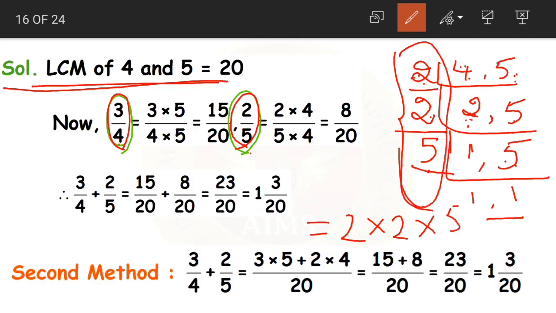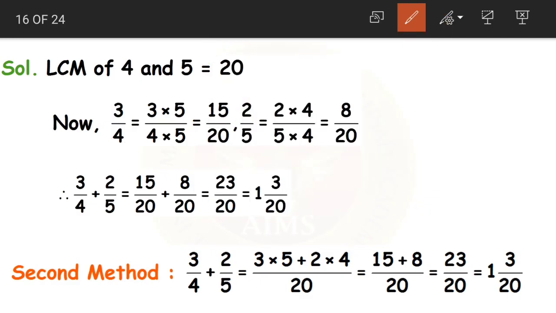The prime factors which we have used here, when we multiply them, become the LCM of the given two numbers. 2 2s are 4, 4 5s are 20. 20 becomes our LCM. Clear? What was the first step? The first step is to find the LCM. LCM of what? LCM of the denominators. Now we got the LCM of 4 and 5 as 20.